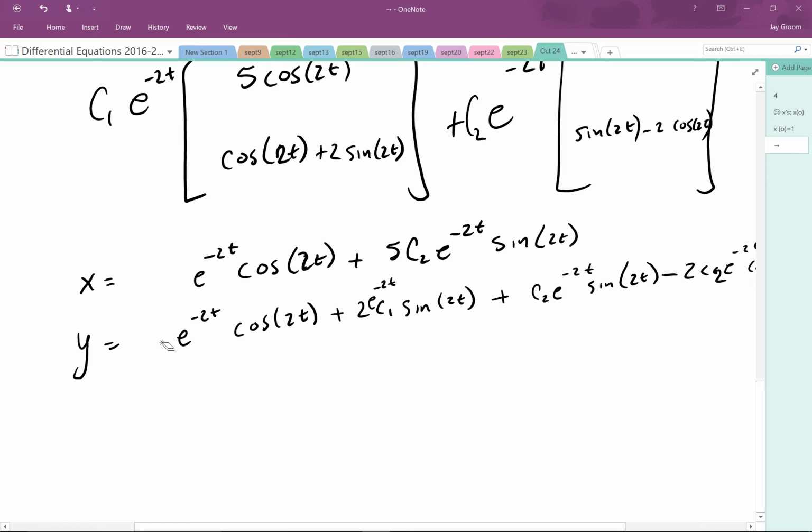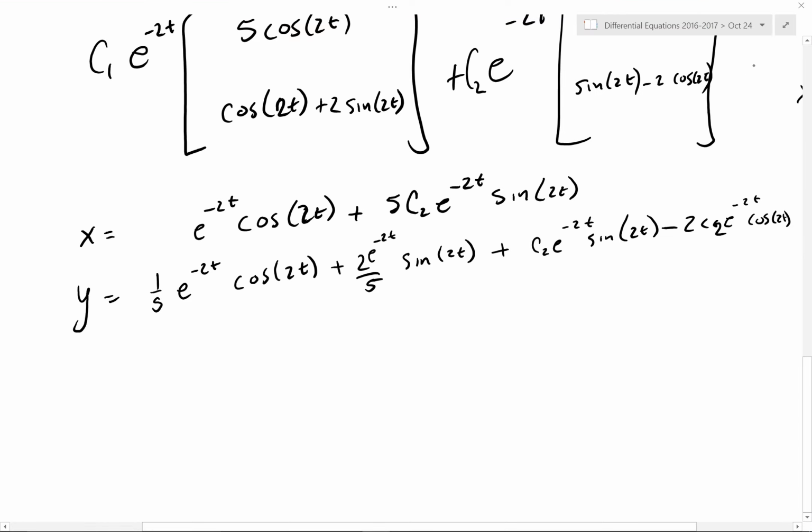Everywhere there's a C1, I'm going to drop in a 1/5 because that will be true everywhere we go there. This is going to be 2/5. And it's nice if everything works out, of course. That's kind of important.